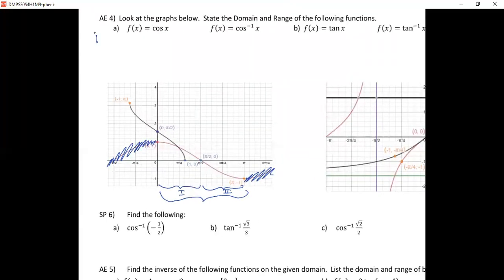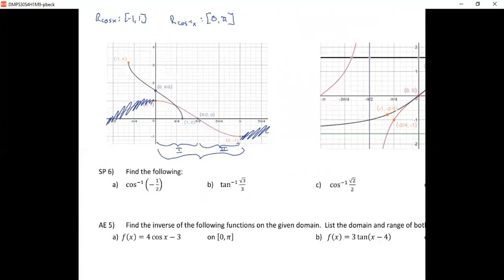So the domain of cosine, like normal, is negative infinity to infinity. The range of cosine is negative 1 to 1. That's not new. The domain of the inverse cosine is negative 1 to 1, still not new. But the range of the inverse cosine is what we care about. The range of the inverse cosine has to be an angle in quadrants 1 or 2.